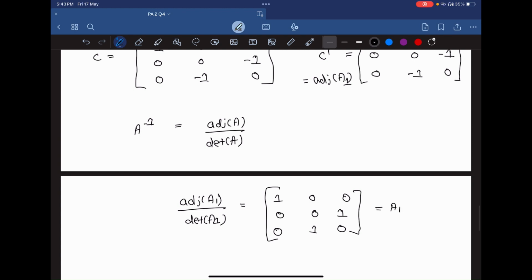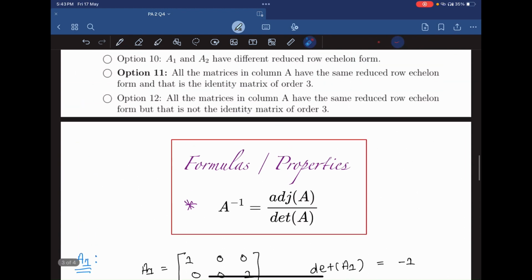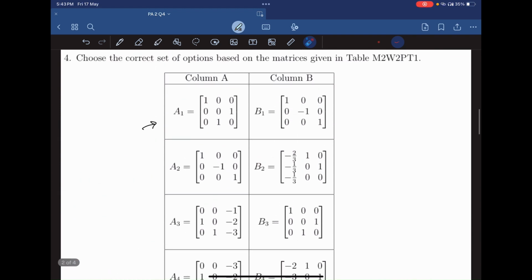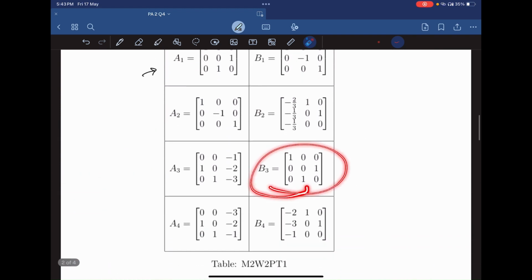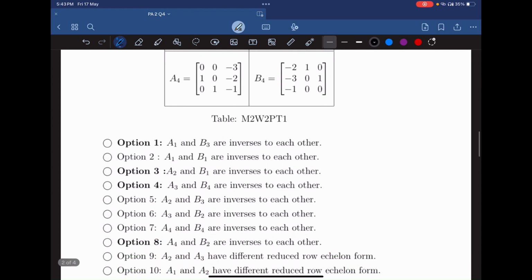So this is A1 inverse. And if we look at the matrices in column B, this is our matrix B3. So our matrix B3 is the inverse for matrix A1, and that is what is given in option 1. So option 1 is true, while option 2 is false.